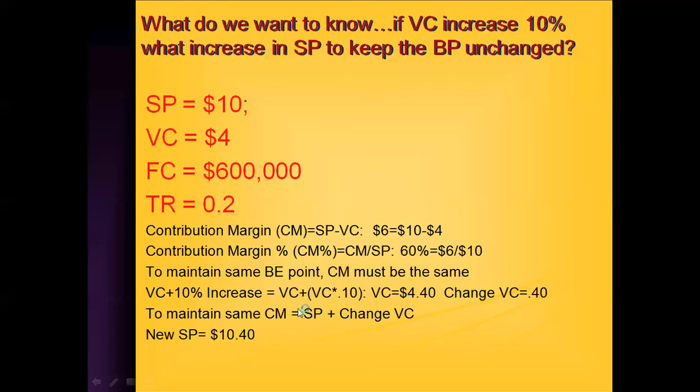So to maintain the same contribution margin, it's relatively simple math. You take your selling price plus your change in variable cost. That equals a new selling price of $10.40. Okay, so here again, guys, you're manipulating the variables to get operational information, which will better help you in terms of your decision making. This is very common when you own a business and or manage a business, to make these types of calculations and derive these types of variables.